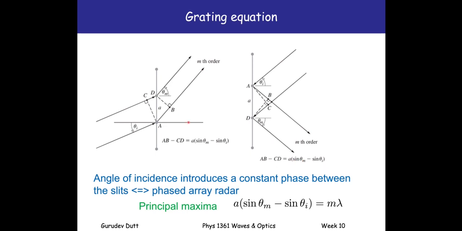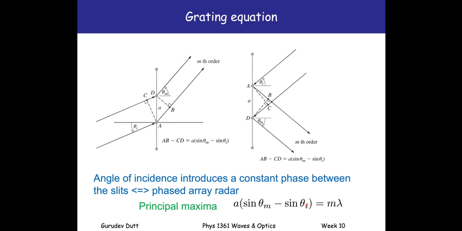So no matter whether it is the transmission or reflection grating, the path length difference is a times sine theta m minus sine theta I. Notice we are measuring the angle theta I with respect to the normal to the array of slits. This will become important later, but for now, this angle of incidence introduces a constant phase between the slits, like a phased array radar. Remember, we had an extra term epsilon that we could introduce between two sources. The principal maxima are then obtained by setting that overall path length difference to m lambda.